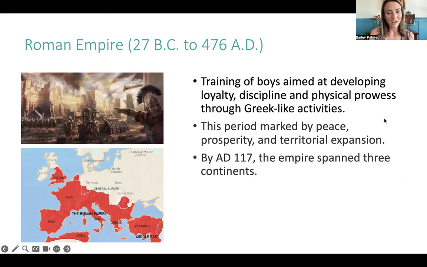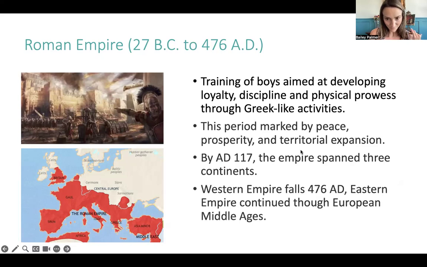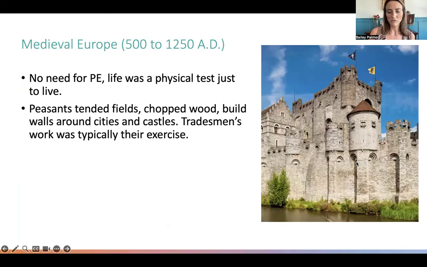We look up here and by 117 AD, the empire spanned three continents. But the Western Empire falls pretty early, in 476 AD, and that Eastern Empire did continue in Europe into the Middle Ages. And so let me go back.